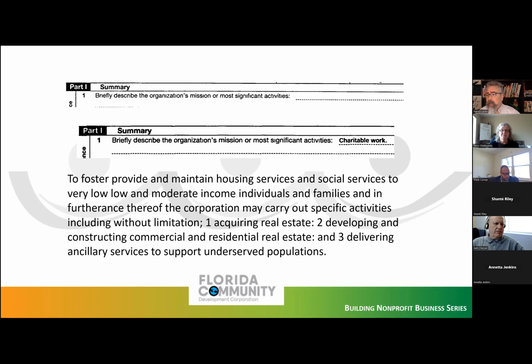So Florida Community Development Corporation said on theirs: to foster, provide, and maintain housing services and social services to very low and moderate income individuals and families, and in furtherance thereof, the corporation may carry out specific activities, including without limitation, acquiring real estate, developing and constructing commercial and residential real estate, and delivering ancillary services to support underserved populations. So very quickly, when somebody pulls up the 990, they can see what this organization is doing and what they're about. So again, put your mission statement on there, but also maybe give a little bit more information about what the organization is doing. And don't do something as simple as saying that you just do charitable work. That's not helpful.